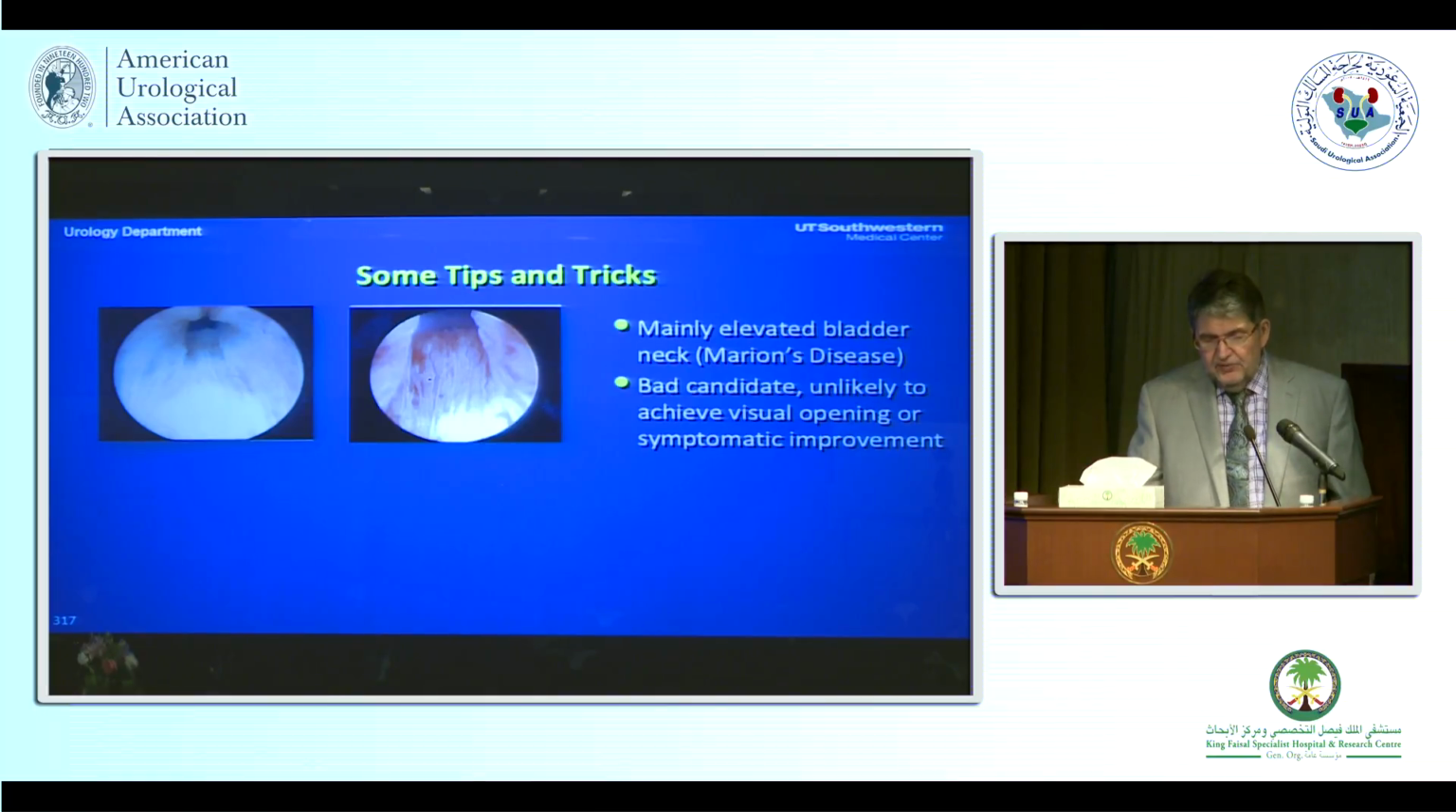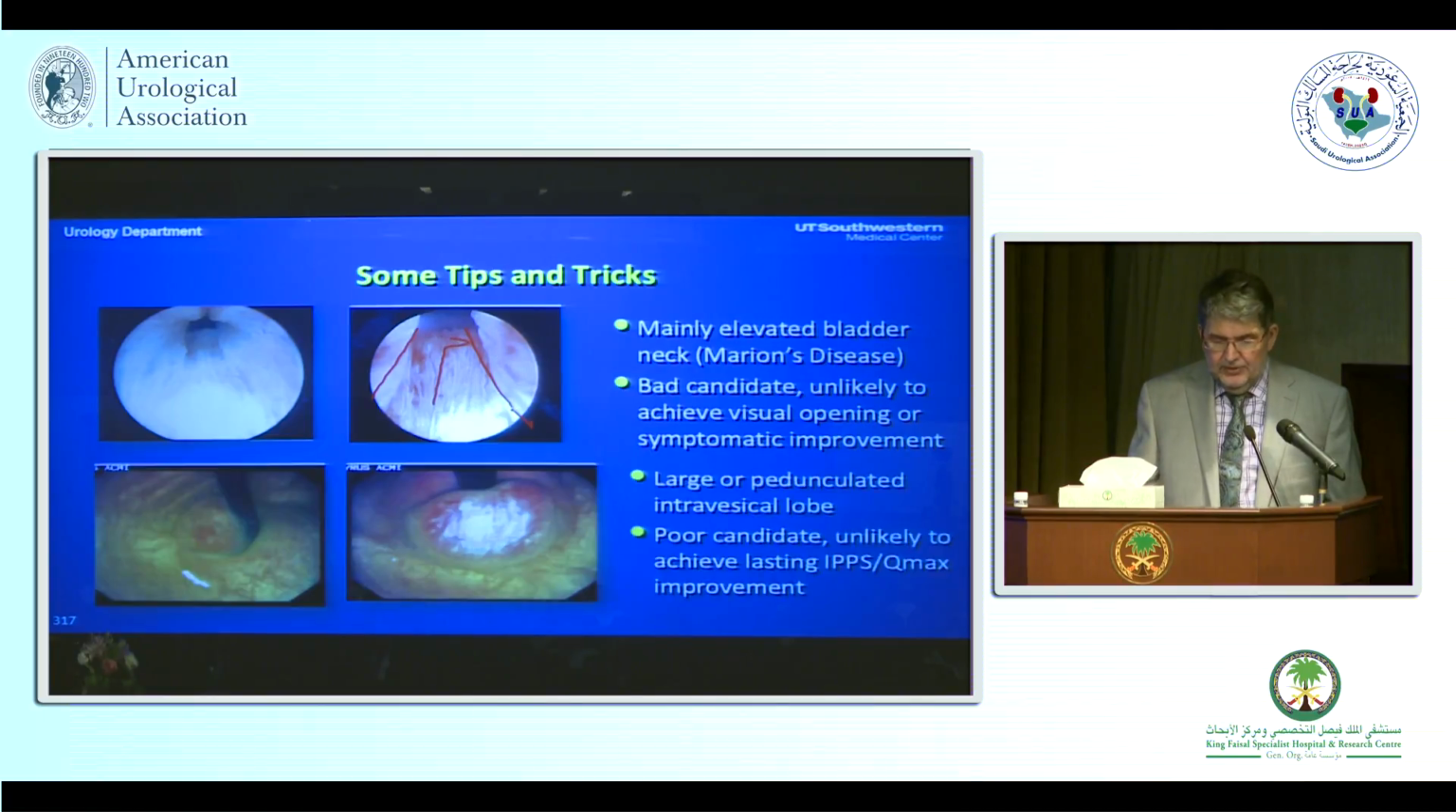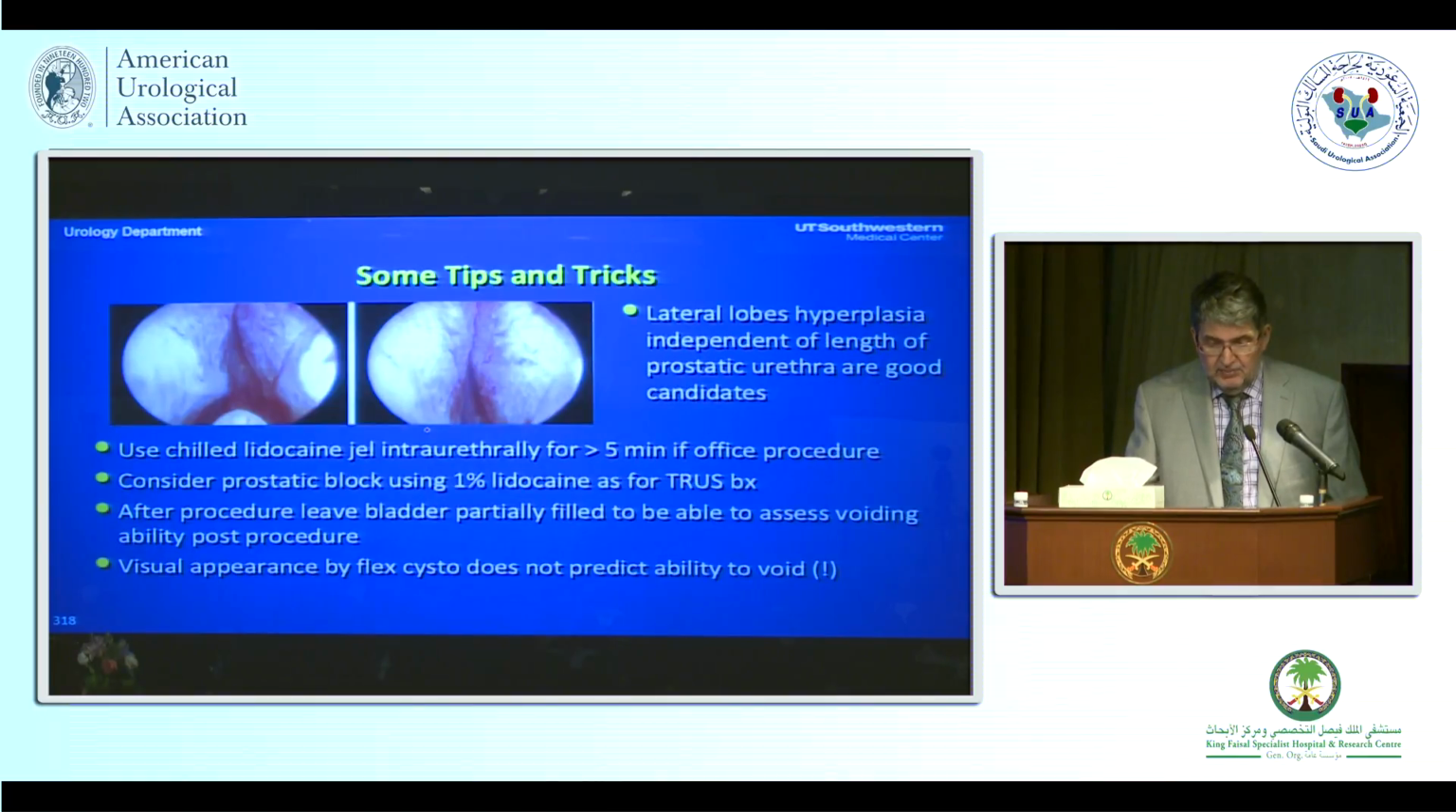Some tips and tricks. This is not a good patient for a UroLift. There's no lateral lobe enlargement. There's a high bladder neck. I would do an incision. I think the UroLift is not suitable. This is not a suitable patient for the UroLift. This is a ball-valving median lobe. I wouldn't even dare try it if I see that by flexible scope.